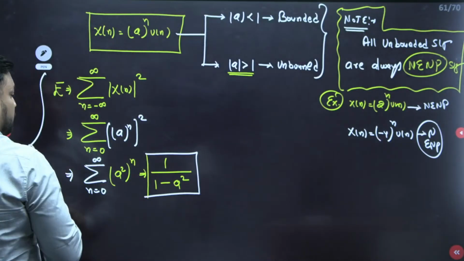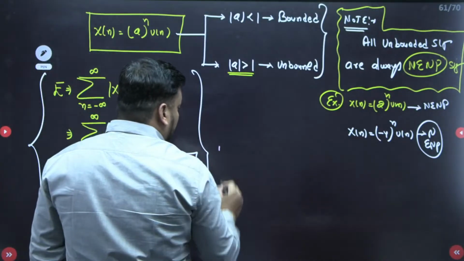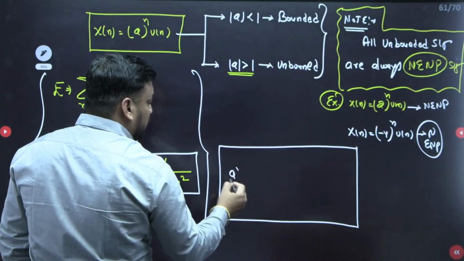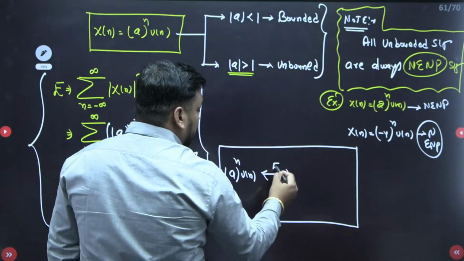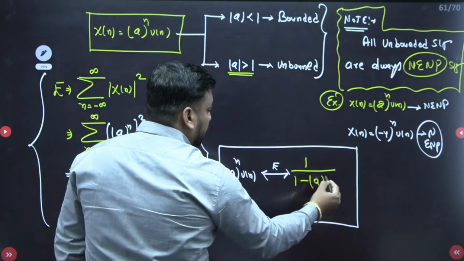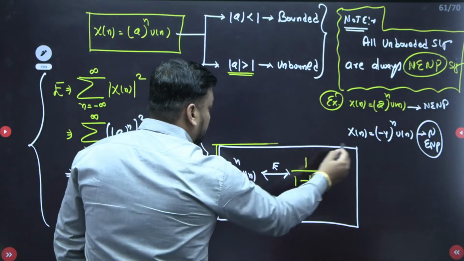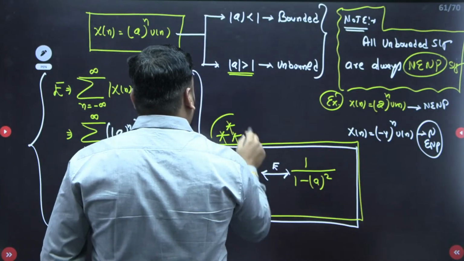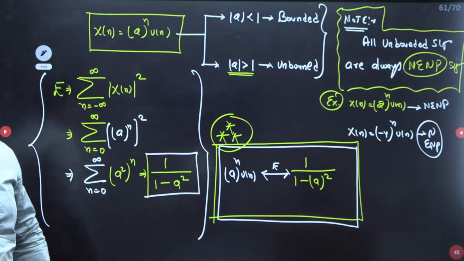Now you should check, children, what the energy calculation is now. If I make the result in a box, then what will I get? I will get a to the power n u[n], and its energy is nothing but 1 upon 1 minus a whole square. So this is nothing but your energy signal box. I hope this is clear to you. a to the power n u[n] has energy 1 upon 1 minus a whole square. Do it fast, guys.